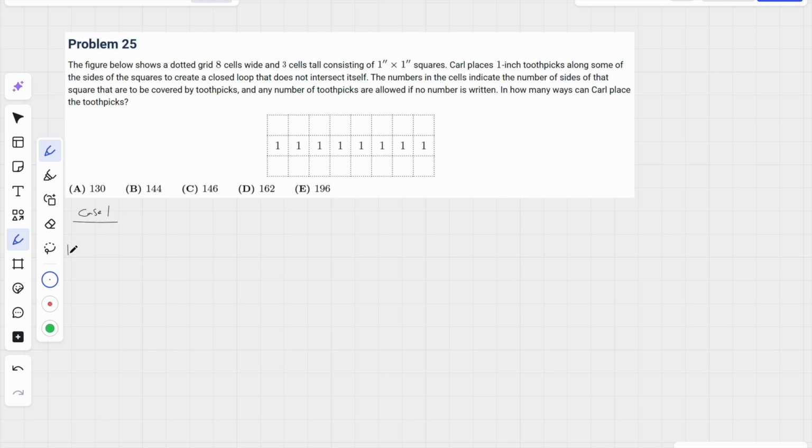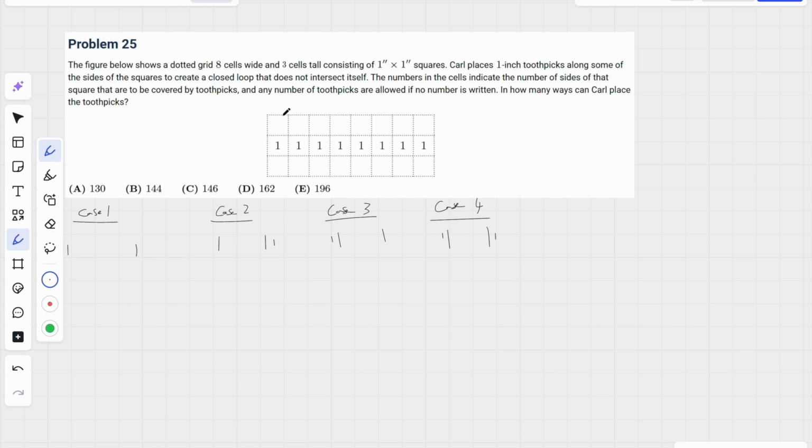Case 1, the toothpicks are on the ends. We have case 2, where one of the toothpicks is on the end. Case 3, the other symmetric way of case 2, and finally case 4, where none of them are on the ends.